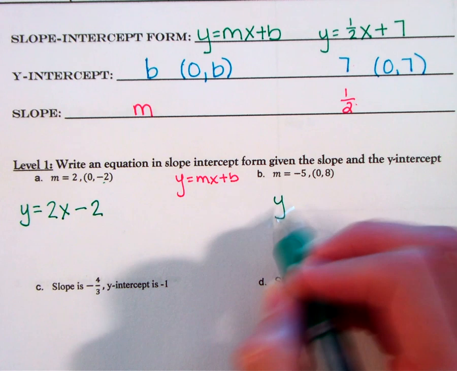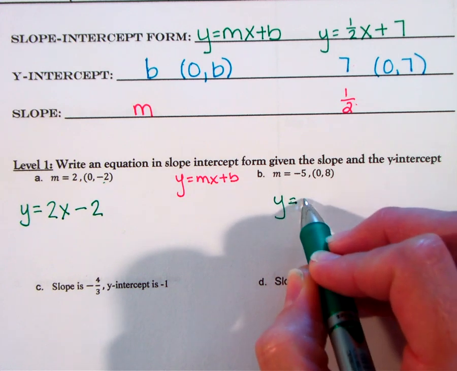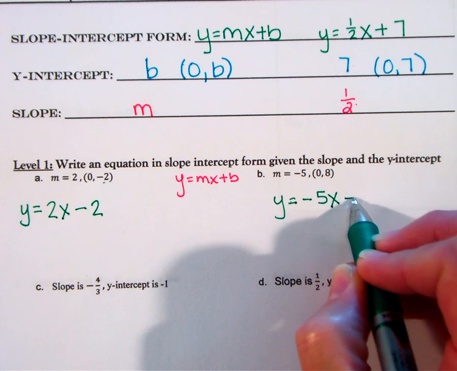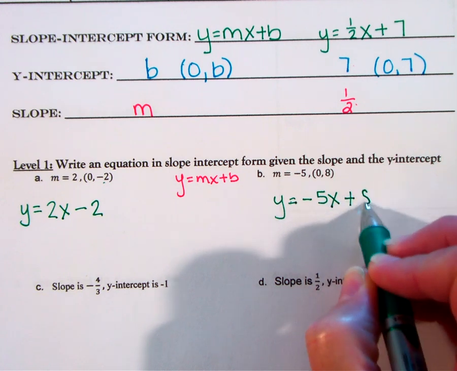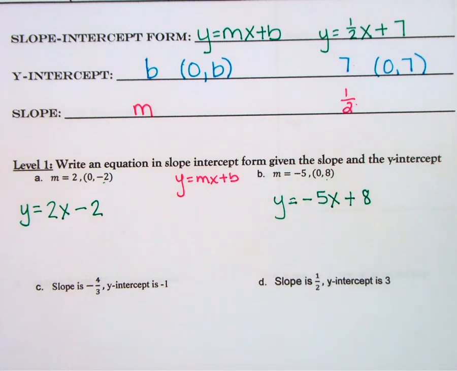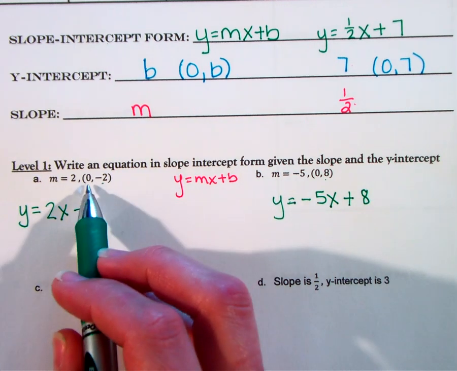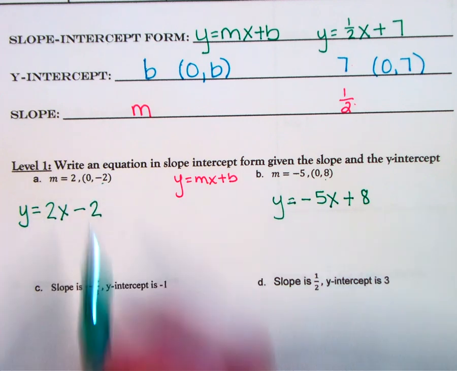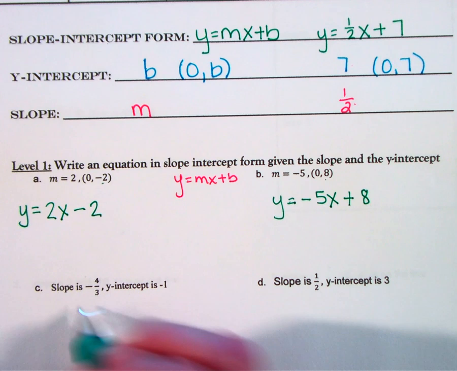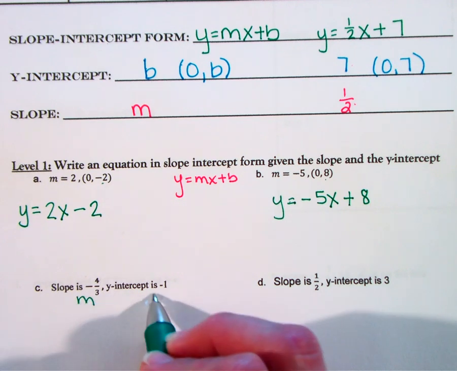y equals, throw in your m number or your slope. Don't forget the x. Plus your b number. Because it was a positive 8, I did plus 8. Now this was given to us as the 0, comma, b. Here it's just written out a little bit different, slope and y-intercept, but it's the same thing. This is your m, this is your b.